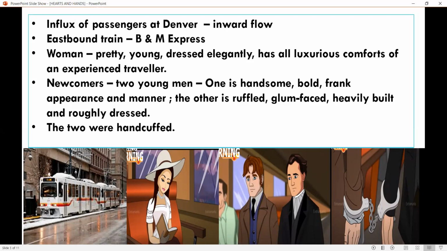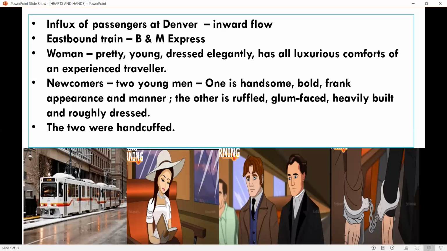Now, the spotlight is on one particular coach where a very pretty young woman is sitting. All right. And let's go to that direction along with the writer. The writer is taking us to this particular coach of B&M Express. That is a compartment in B&M Express. And the young woman is described by the author like this. She is a very pretty woman, young woman. And how is she dressed? She is dressed very elegantly, that is very gracefully.